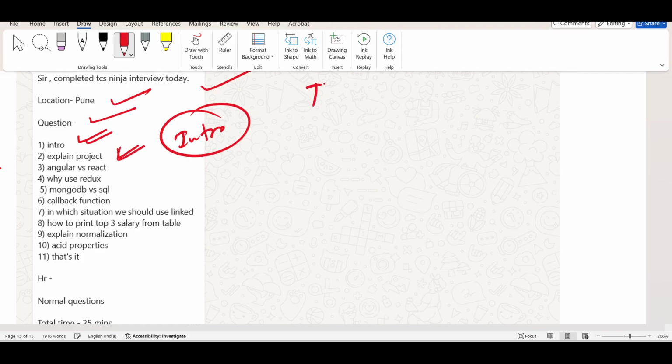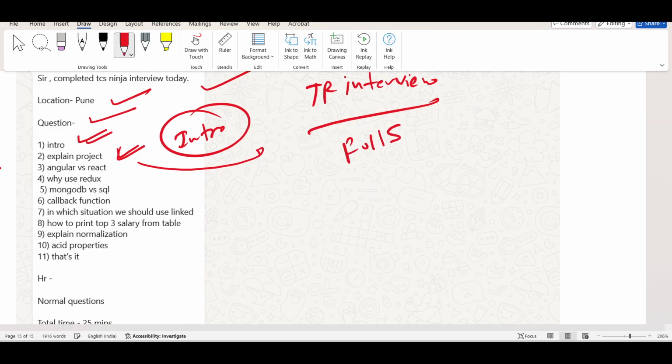As this is a TR interview, there will be one TR interview. There are some technical questions in the starting. So explain project. I am hoping the candidate did the project in full stack development, because in the further questions, the questions are related to web development only. So they ask to explain about your projects. Then difference between Angular and React.